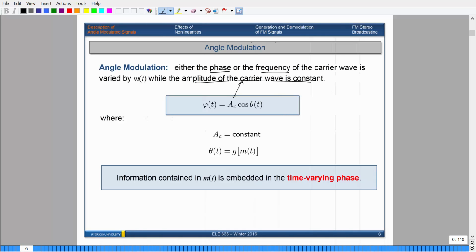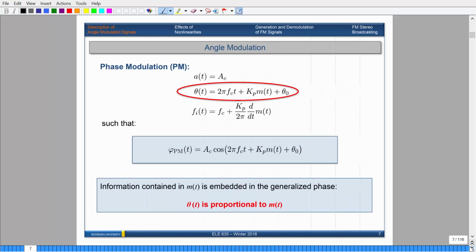As I said before, your carrier amplitude is constant, and the phase of the carrier is dependent on some function of the message signal. We'll talk about what functions there are in a minute. But the point is that the information contained in your message signal is embedded in a time-varying phase. That's very important. It means that over time, the phase or the frequency of the actual carrier wave may change, and that's dependent on the message signal that you're trying to transmit. All right?